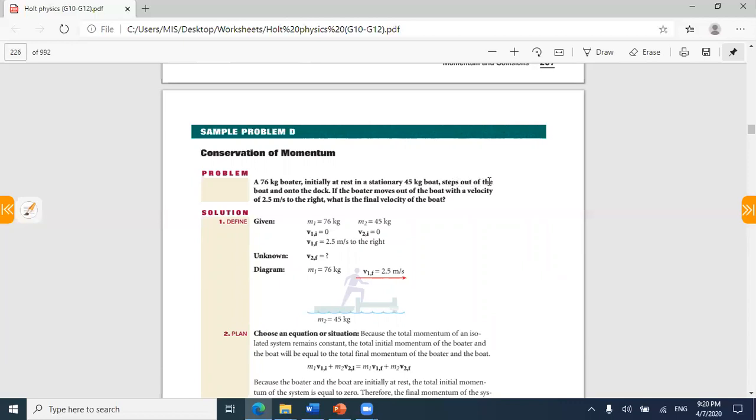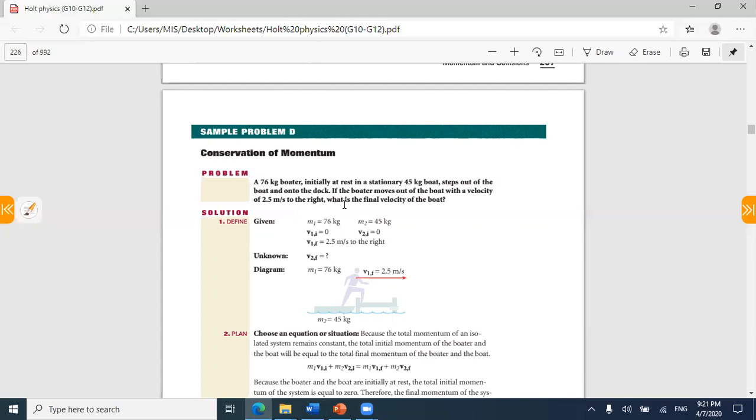The boater steps out of the boat and onto the dock. So if the boater moves out of the boat with a velocity of 2.5 meter per second, and we denote the boater to be M1, so this is going to be V1 final. So V1 final is 2.5 meter per second to the right. Remember, momentum and impulse are vector quantities, so direction is important. So to the right means positive.